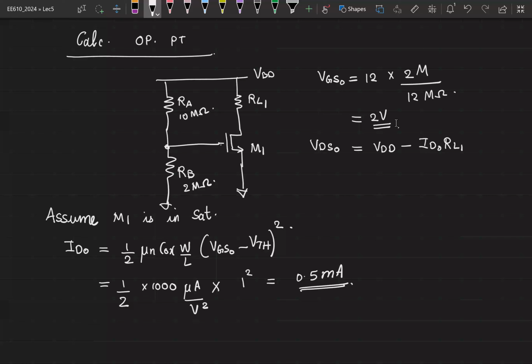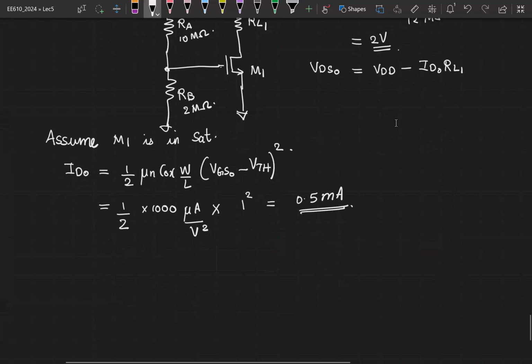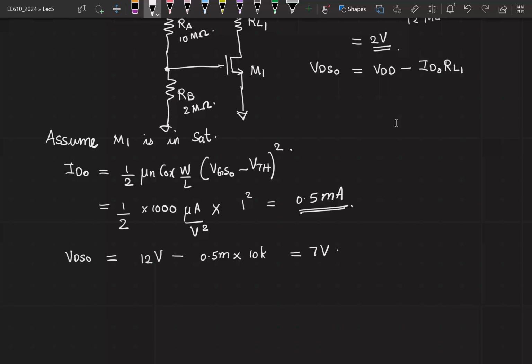Mu n COX is 100, W by L is 10. So mu n COX into W by L together becomes 1000. Now based on this, I can calculate VDS0. That will be equal to 12 volt minus 0.5 milliamperes into RL1. What was RL1? 10K. So how much do you get as VDS0? 7 volt. Now we started with an assumption.